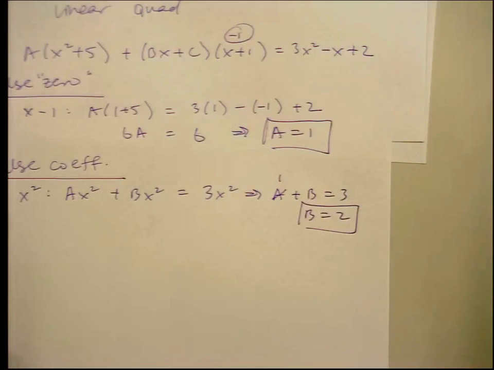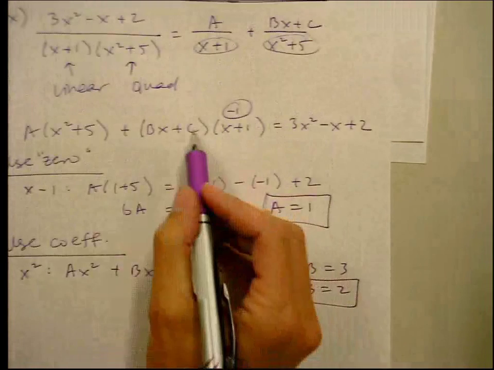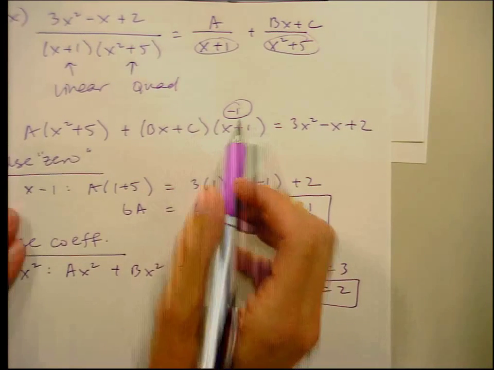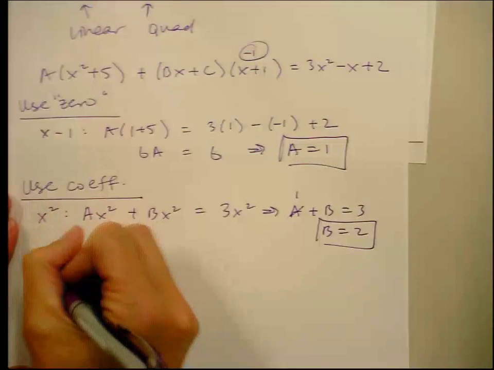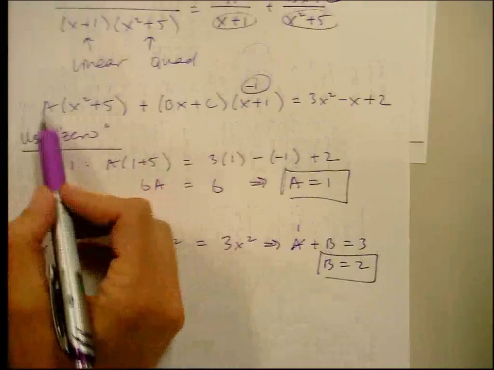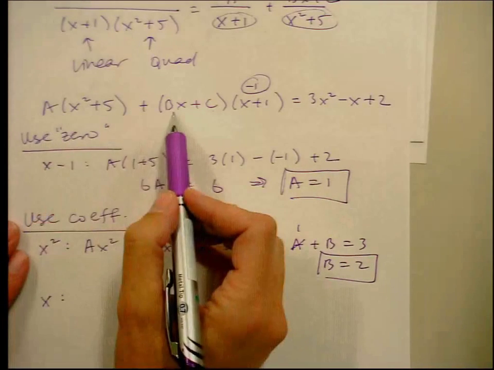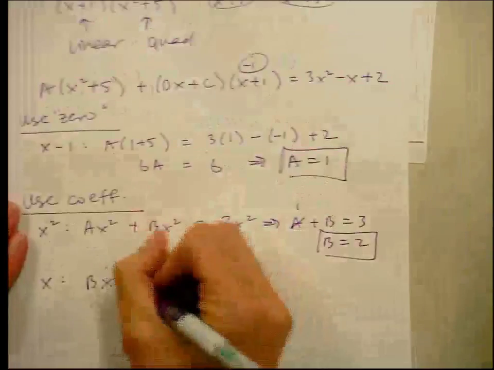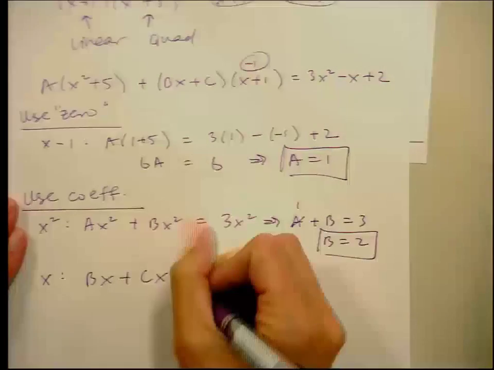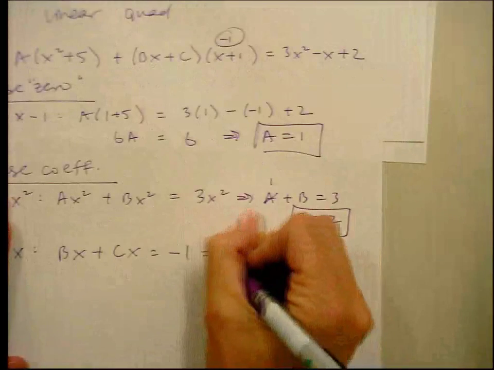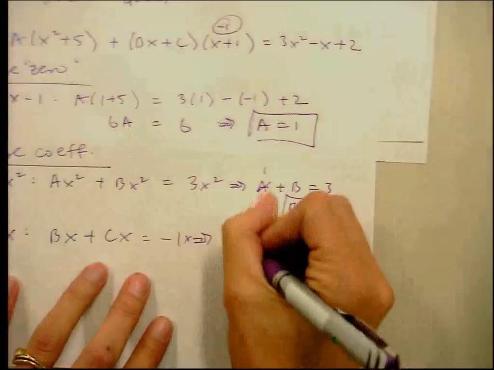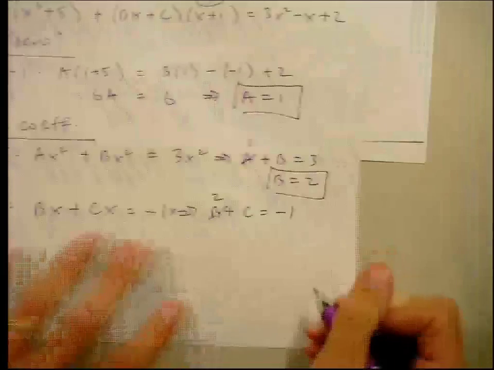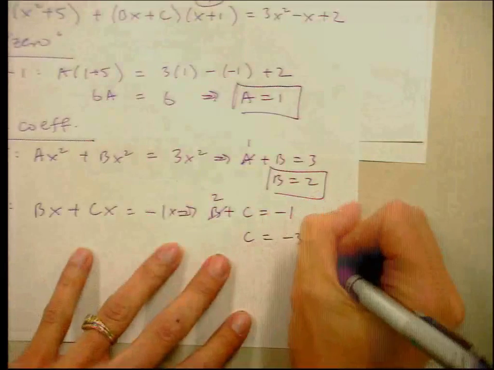Okay, just one left to go. I need to get C. I can get C with either my x's or my constants. Let's do the x's. I don't think it matters. No x's here in the A term. I've got a bx, so bx plus a cx. On the other side, I have a negative x. Okay, coefficients only. b plus c equals -1, but b is 2, so c is -3.